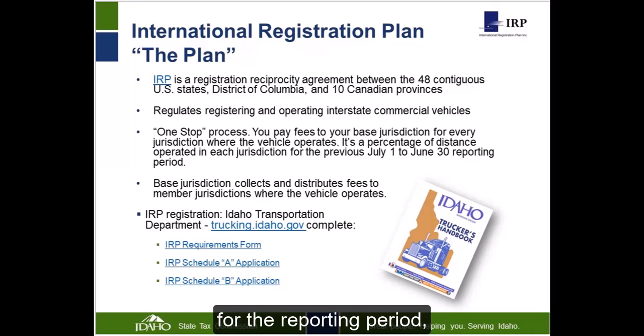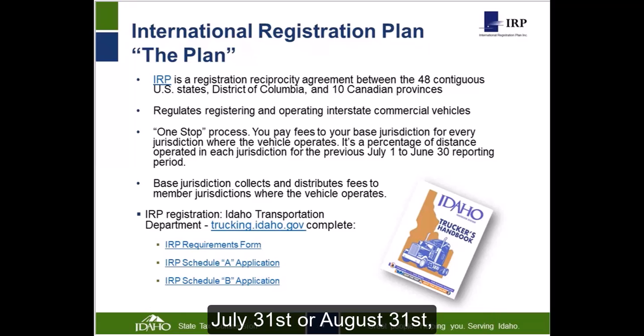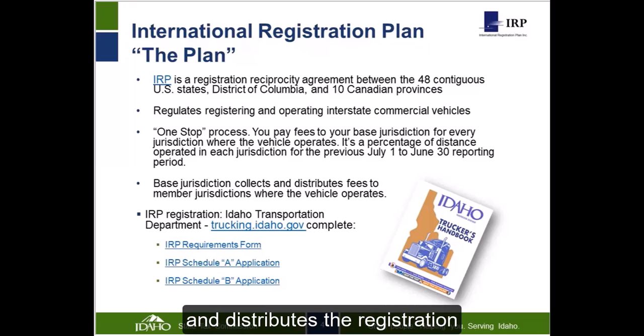Actual distance is declared for the reporting period, which is the previous July to June for the recently occurring June 30th, except if your fleet expires June 30th, July 31st, or August 31st, which is the prior July to June reporting period, or often we refer to that as the base period. So like I said, the base jurisdiction collects and distributes the registration fees to the member jurisdiction where the vehicle operates.